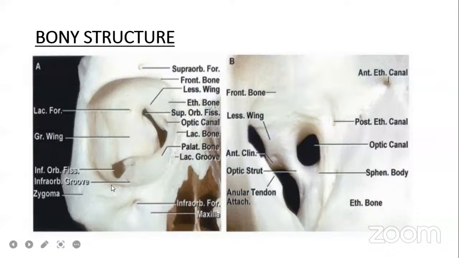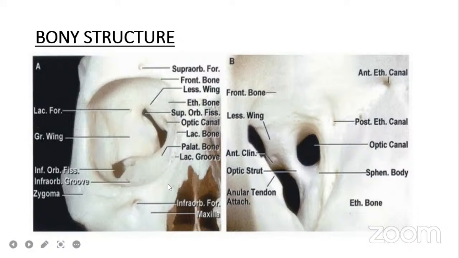while the lower margin of the orbital opening is formed laterally by the zygoma and medially by the maxilla, which is shown here. The upper part of the medial border is formed by the frontal bone, and the lower part is formed by the frontal process of the maxilla. So here is the upper part forming the medial end, that's the frontal bone, while the lower part, maxilla, forms the lower medial end.